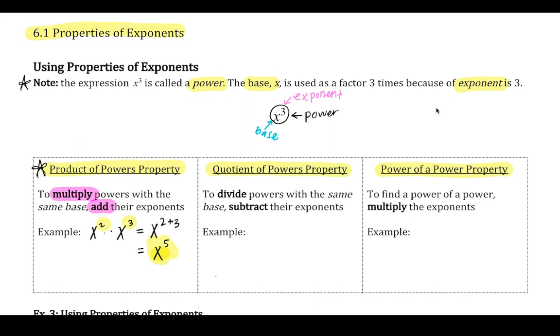And then sometimes it's helpful to see these expanded to really make sense of the properties. So what I mean by that is x squared is x times x, and then x cubed is 3 x's being multiplied together, so x times x times x. And then if we count them all together, we have 1, 2, 3, 4, 5 x's being multiplied, and that's where the x to the 5th comes from.